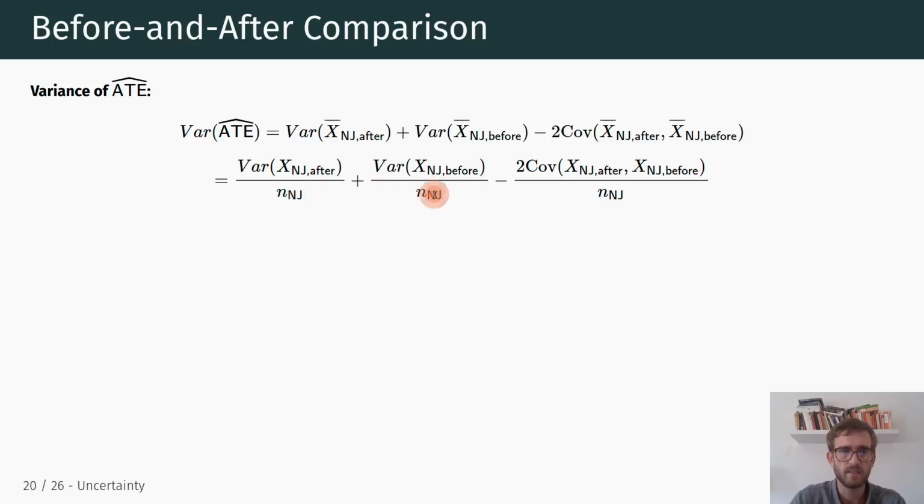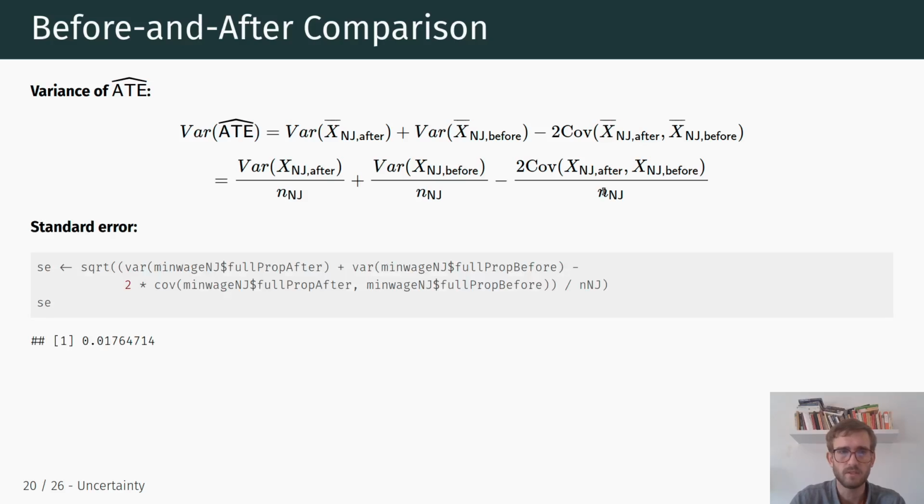In both cases, the number of observations, of course, is equal to the number of observations in New Jersey. Okay. Now, the way to compute this in R is to, again, compute the variances in our specific measures, x bar before and x bar after. And the covariance can be computed with the covariance command. And again, keep in mind that these all have to be divided by the sample size. And the standard error that we then get is 0.0176.